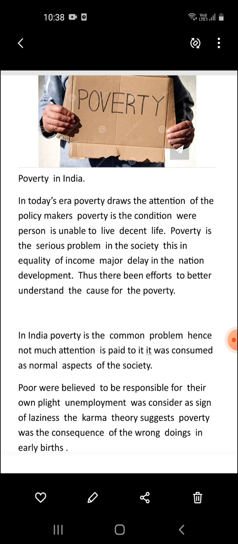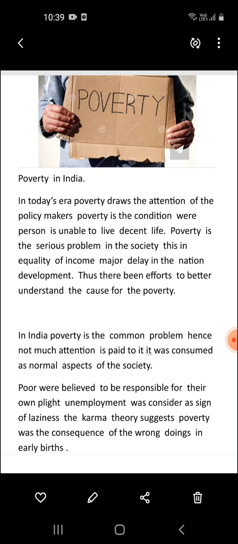It is very simple. Poverty is the condition where a person is unable to lead a decent life. It means a condition where the person is not even able to fulfill his basic needs like food, shelter and clothing. This condition is known as poverty.